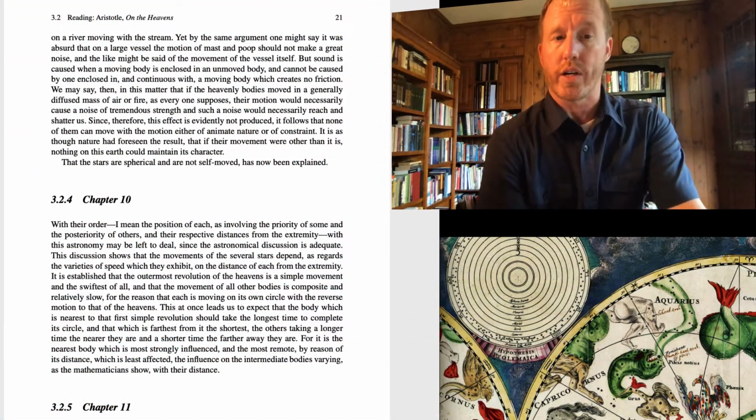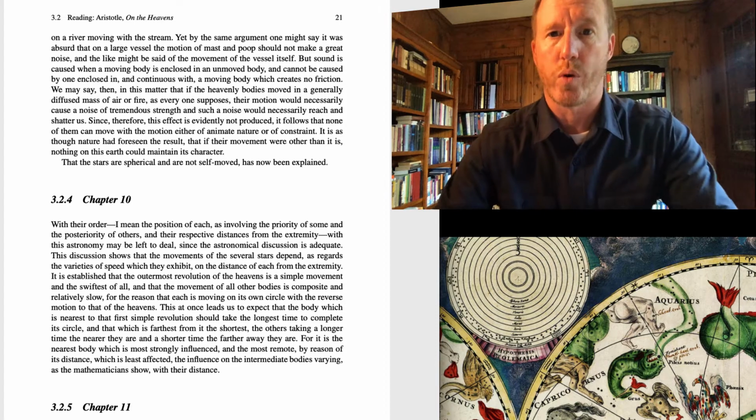We've been looking at Aristotle's book On the Heavens. This is referenced in A Student's Guide Through the Great Physics Texts, Volume 3. We are in Chapter 3 of A Student's Guide right now. If you want to take a look at the specific text we'll be looking at, it begins on page 21 in A Student's Guide. This is Aristotle's chapters 10 and 11 and 12.